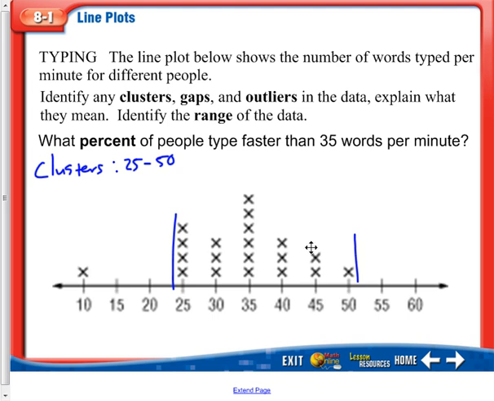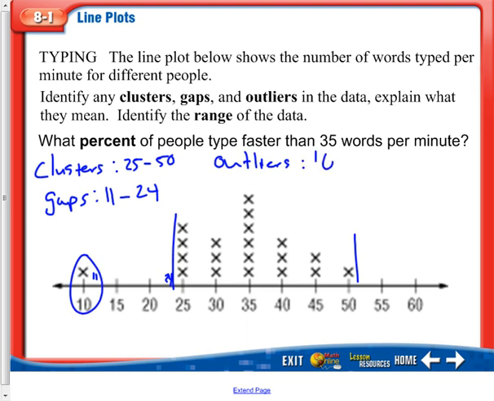Okay, what kind of gaps do we have? Well, we really only have one, and that'd be from, you could say, from 11 to 24. I am including 11 because it would be right here, and 24 would be right here. So I'm not just going to say 15 to 20. I'm going to go ahead and say 11 to 24 would be a gap. Then outliers would be this 10. Now we don't have a maximum outlier up here, so 10 would be our only outlier. And then our range.